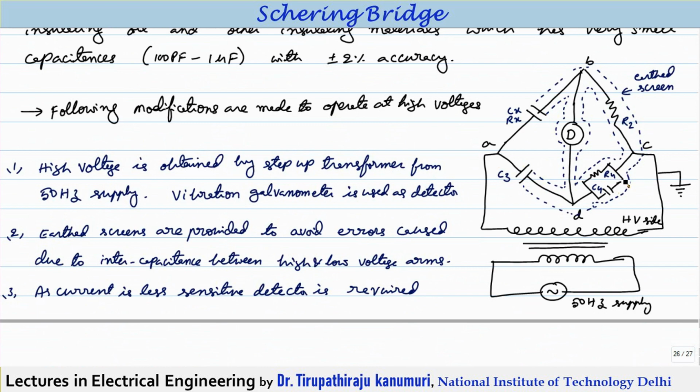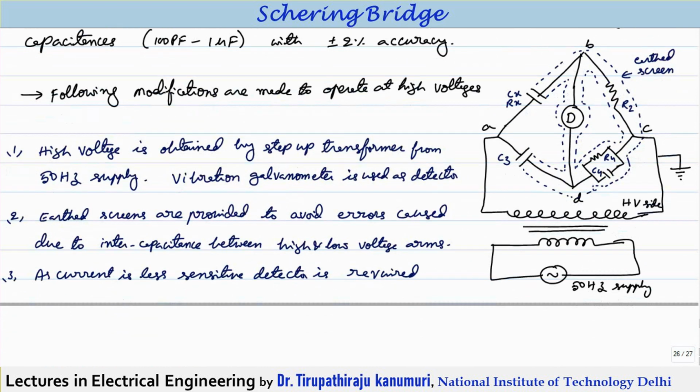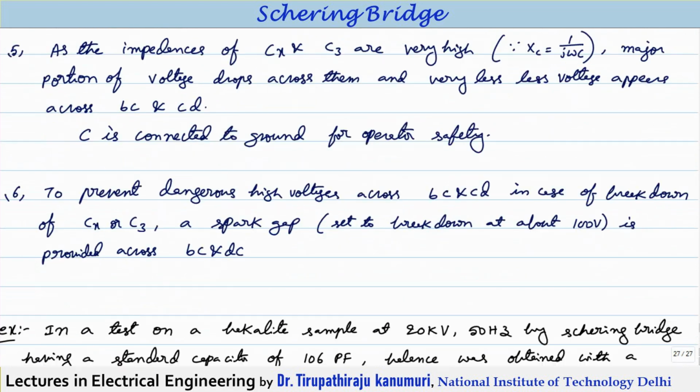So in order to provide safety for them, we provide some arcing grounds or arcing horns, which is also called a spark gap. So the spark gap is provided in order to protect the personnel. This spark gap is provided in such a way that it will break down for about 100 volts. That means up to 100 volts it will act as an open circuit.